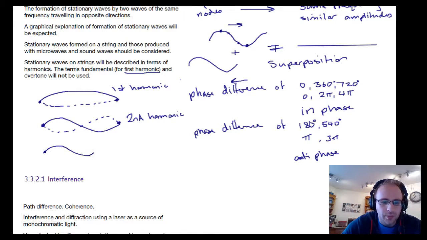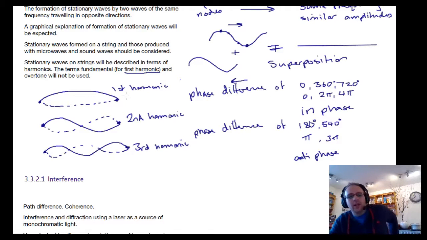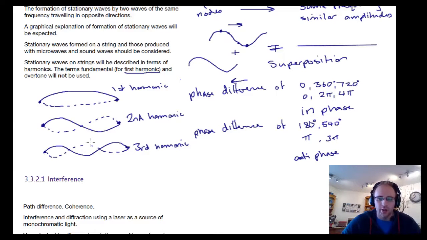So for waves on a string, we get integer numbers of half wavelengths as our possible combinations on the string. So if I've got my first harmonic for a string, I've got one loop, second harmonic 2 loops, third harmonic 3 loops, etc.